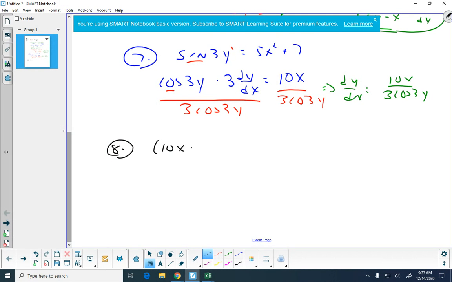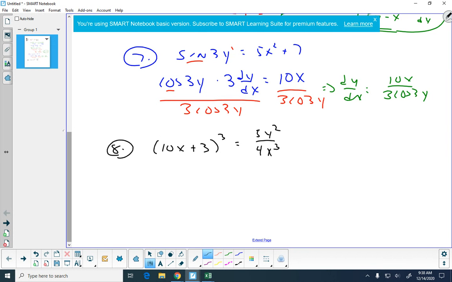So we have (10x + 3)^3 = 5y^2 over 4x^3. As you work through the problem, have patience. We take the derivative of the left-hand side. The left-hand side, we have to use our chain rule.